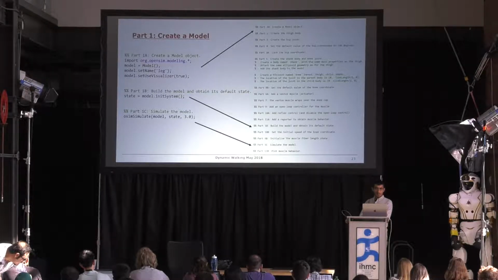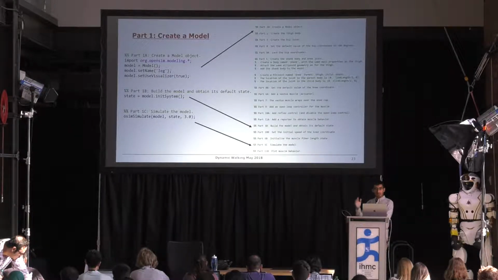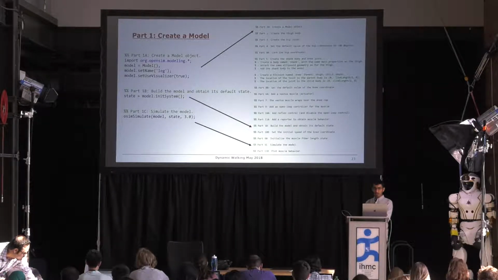Then in the last part, there's a function OSimSimulate, in which you provide a model and the initial state for which you want to simulate, and then a duration for simulation. And that will perform a forward integration. And also, that will open a visualizer window.